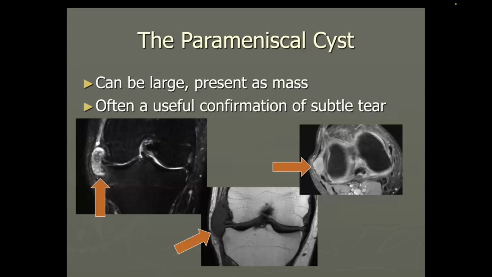What about a parameniscal cyst? It can be large. Sometimes they'll come to you and you can actually palpate a mass on either the medial or lateral aspect of the knee. It's oftentimes nice confirmation that you do have some sort of subtle tear to the meniscus and the joint fluid is collected within this parameniscal cyst.